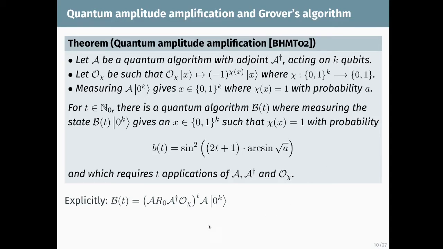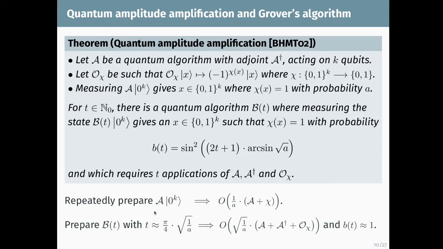So explicitly, we take the zero state, we apply the quantum algorithm A, and then we run this loop t times. And this loop consists of applying the quantum oracle, applying the adjoint of A, reflecting around the zero state, and then applying the quantum algorithm A again. To see the utility of quantum amplitude amplification, it can be compared with a scenario where we can only prepare this state here and measure it. Now if we can only do that, then we require resources equivalent to 1 over a applications of A and chi.